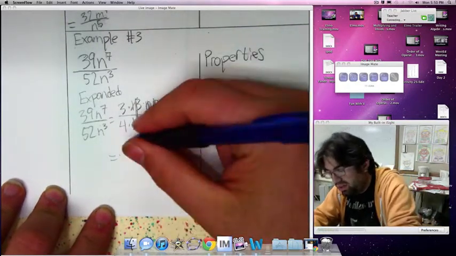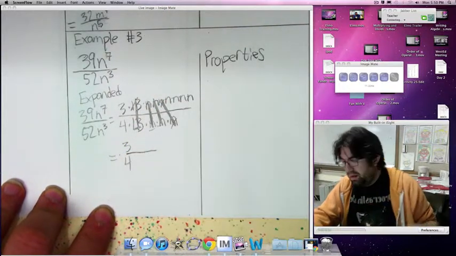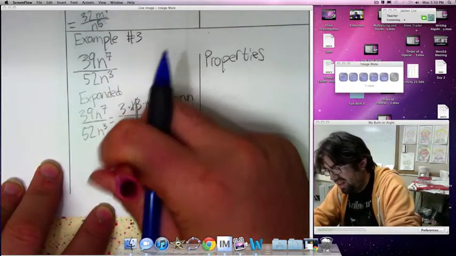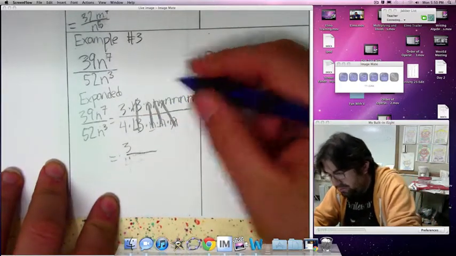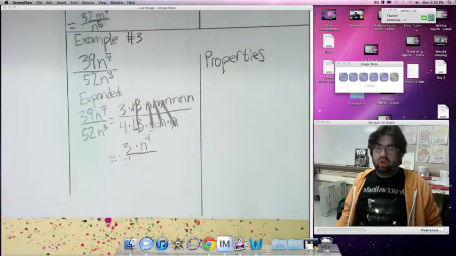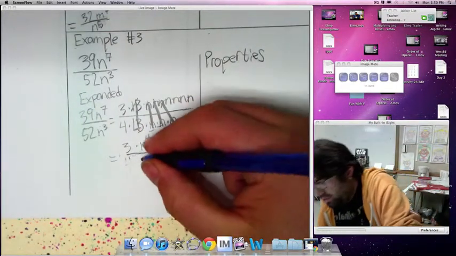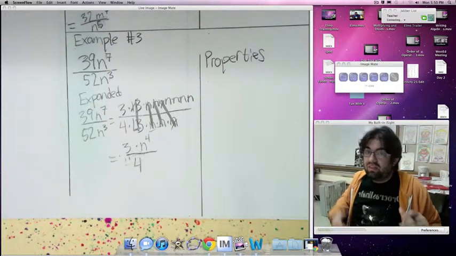Well, we got 3 on top and 4 on the bottom as far as constants go. But I'm not going to write 4 like that because that's going to look sloppy. So I'm going to put it on the bottom. Then I have 1, 2, 3, 4 n's. So times n to the 4th power. All divided by 4. And that's my final answer to that.